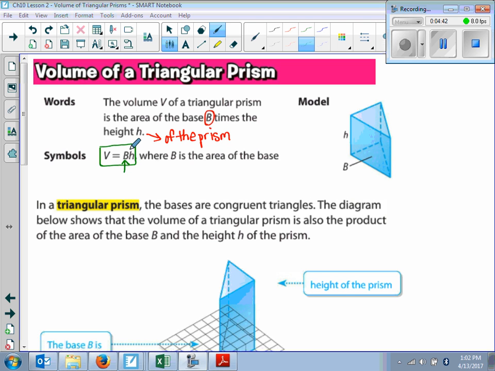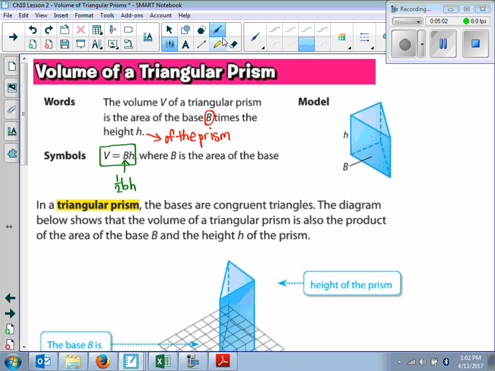So the big B in a triangular prism is a triangle, and the formula for the area of a triangle is 1/2 base times height. Is everybody clear? All right.